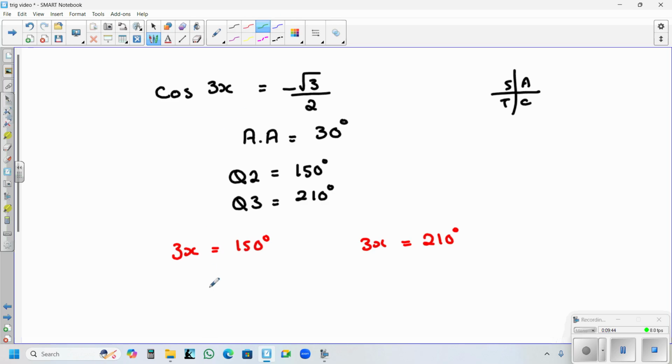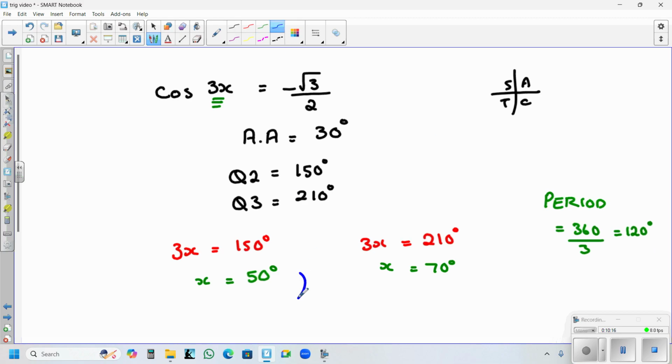So that gives me x is equal to 150 divided by 3, which is 50 degrees. And here, 210 divided by 3 gives me x equal to 70 degrees. Now, because it's 3x, the last and final stage is I've got to look at the period of that graph. So the period of that graph is going to be 360 divided by 3. So 360 divided by 3 gives me 120 degrees, which means I've got to keep adding on 120 to these answers to find all the other ones that we've missed.